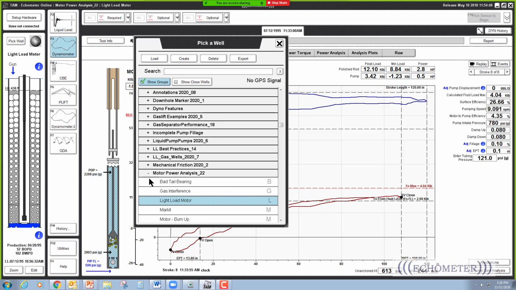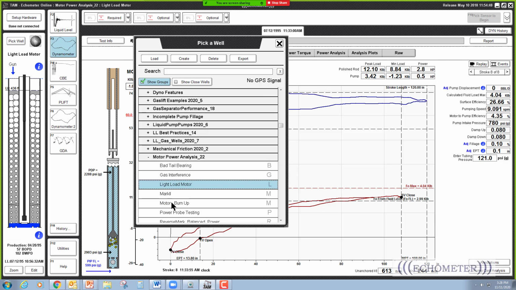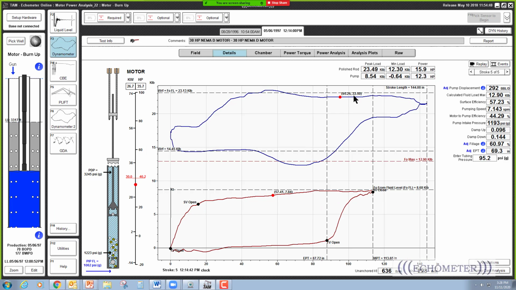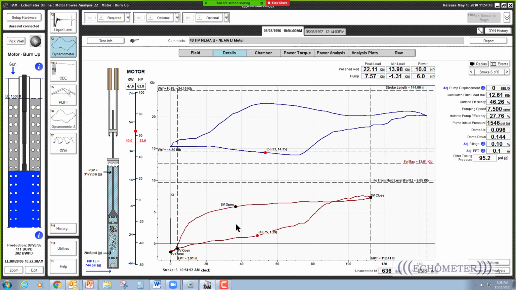Let's pick one more example here. We talked about the bad tail bearing. That example's there. I think I said what I needed to say on that one. The motor burnup, I'm still not sure why that said 80% versus 58% efficiency. So this is the NEMA D 30 horsepower motor, and this is the NEMA B motor, and you can see here that this pump card is pretty small, and also it's not picking the right place right there.